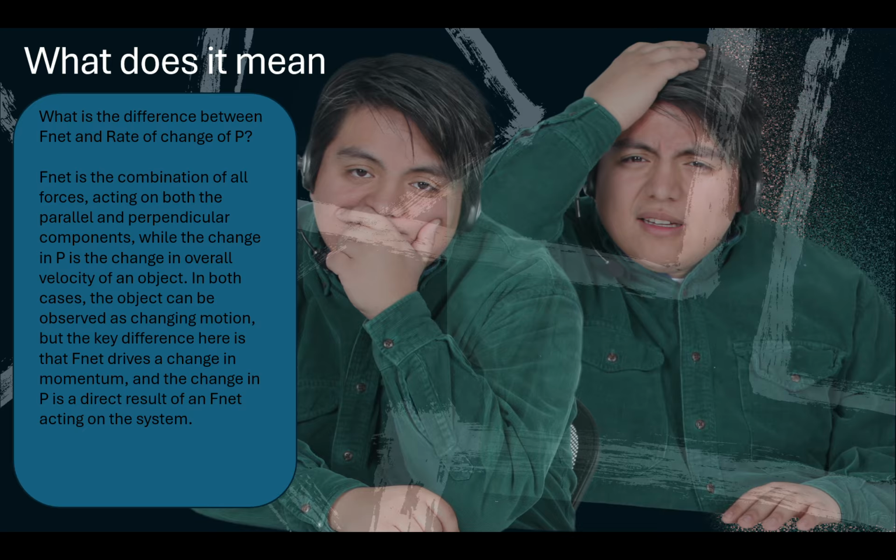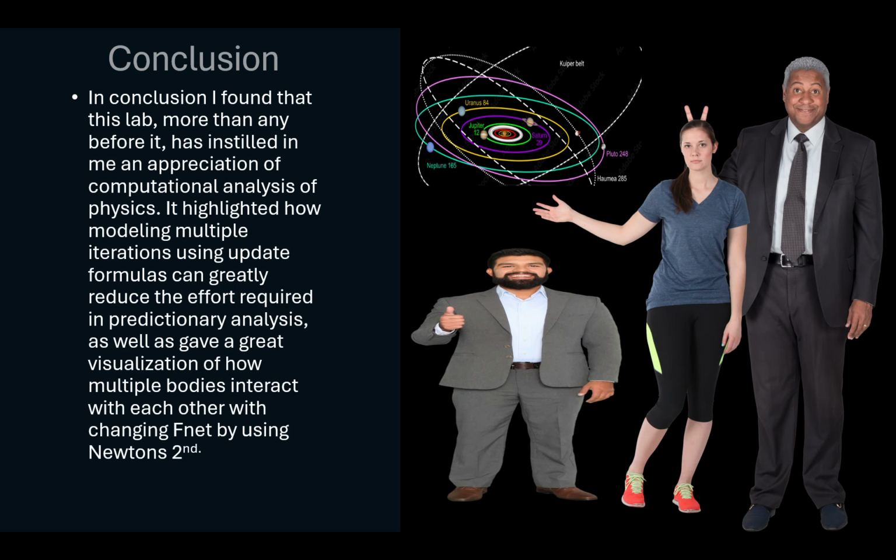What does it mean? What is the difference between Fnet and the rate of change of p, or momentum? Fnet is the combination of all forces acting on both the parallel and perpendicular components, while the change in p, or momentum, is the change in overall velocity of an object, which is also comprised of perpendicular and parallel components. In both cases, the object can be observed as changing motion, but the key difference here is that Fnet drives a change in momentum, and the change in momentum is a direct result of an Fnet acting on the system.